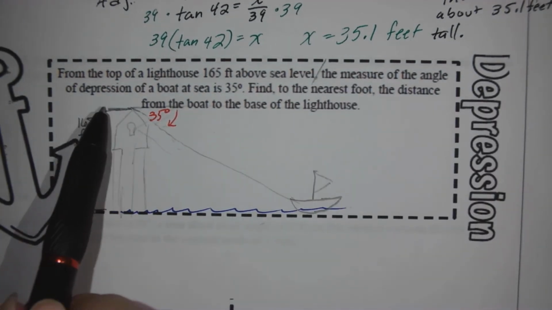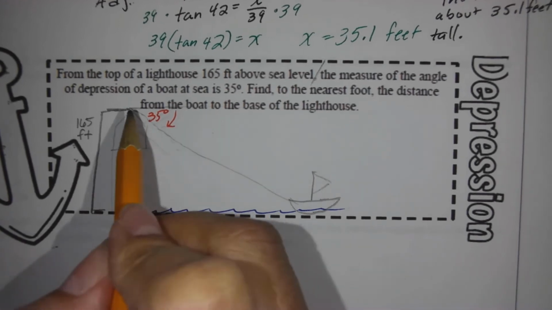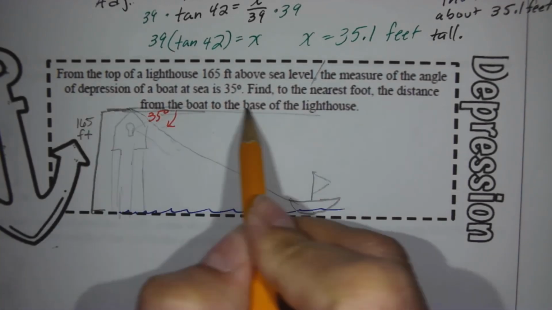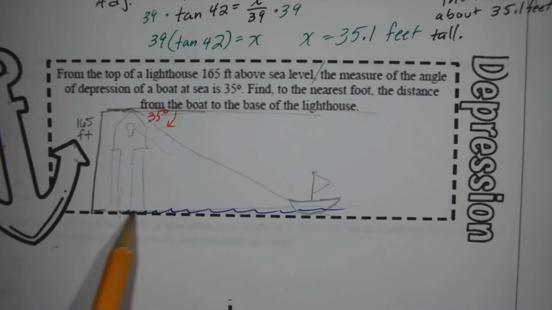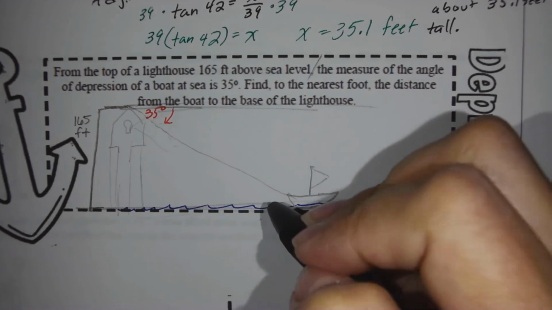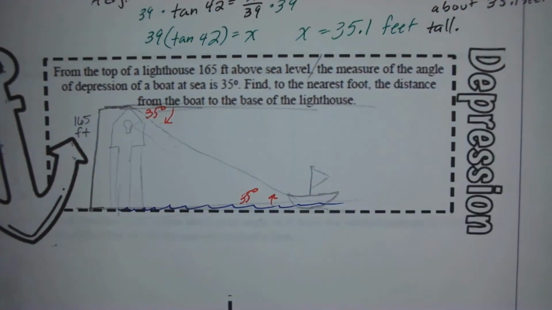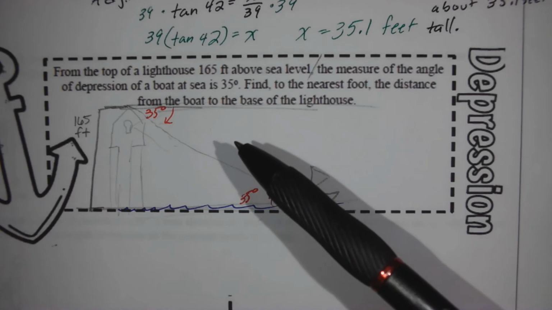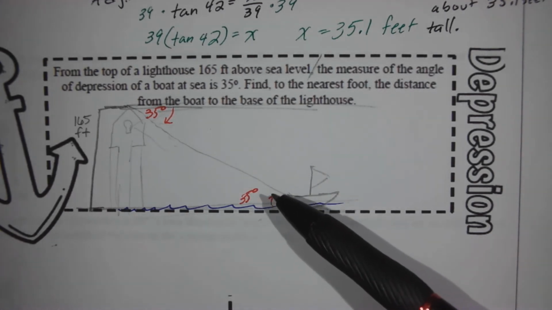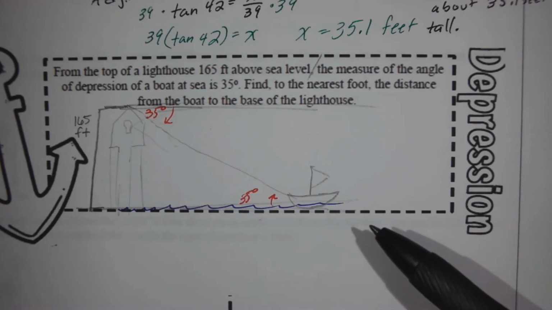Remember, you have two parallel lines. You have a parallel line way up here at the top, and this parallel line, which is the ocean. So if this is 35, that means this right here is 35. Remember, elevation and depression are actually the same thing. It just depends on which way you're going. So you have an angle of depression that is 35 from the top of the lighthouse down to the boat.